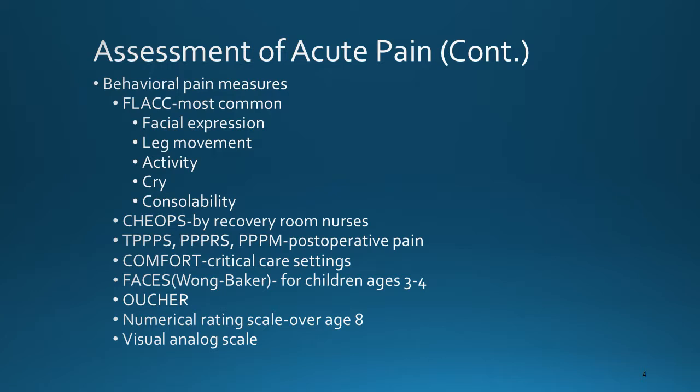There are other measurement tools that have been developed, say by recovery room nurses. Some tools measure postoperative pain. Some are specific for the critical care setting. The FACES Wong-Baker scale consists of 6 cartoon faces that range from a smiling face for no pain to a tearful face for the worst pain, and that's the Wong-Baker scale. There are other scales such as numerical rating scales for children age 8 and over, and then the visual analog scale.